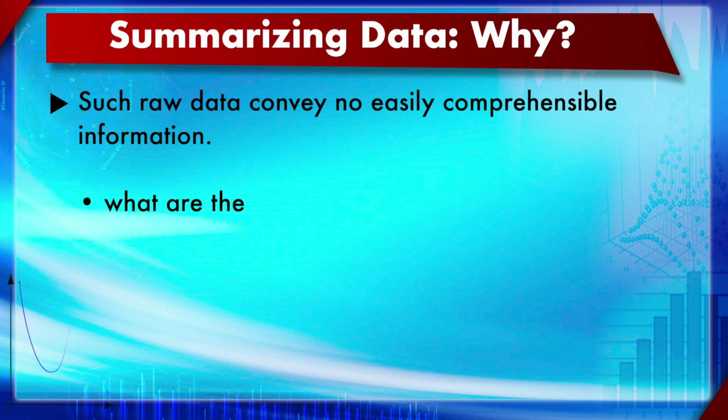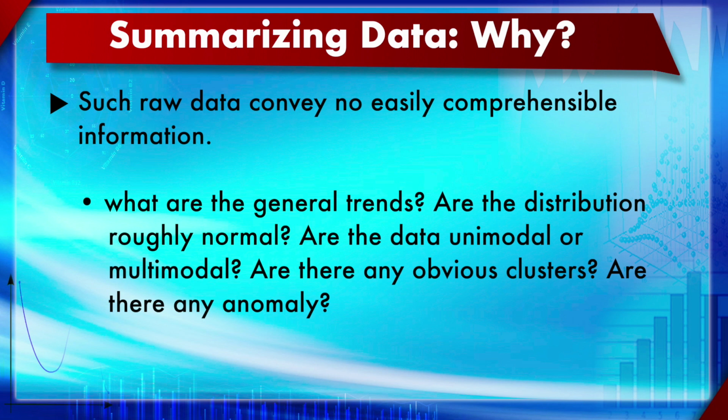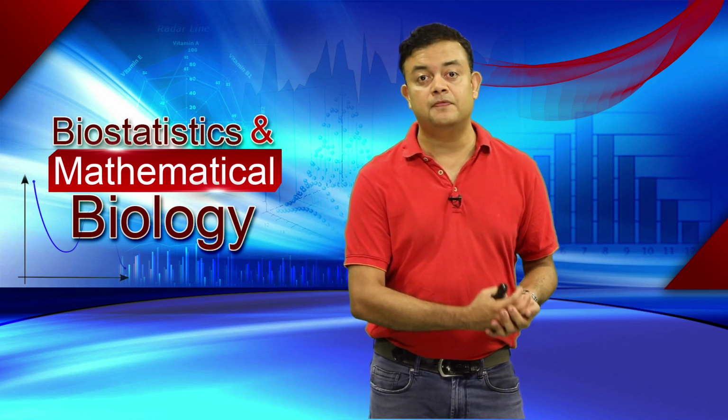Such raw data convey no easily comprehensible information. What are the general trends? Is the distribution roughly normal, or are the data unimodal or multimodal, or are there any obvious clusters? Are there any anomalies? All these questions you cannot make out from the raw data, you have to summarize it. But remember that the raw data is extremely important. You should never overlook this raw data.